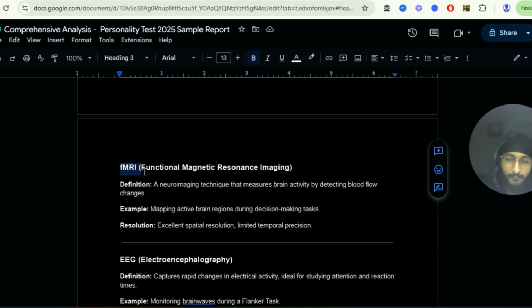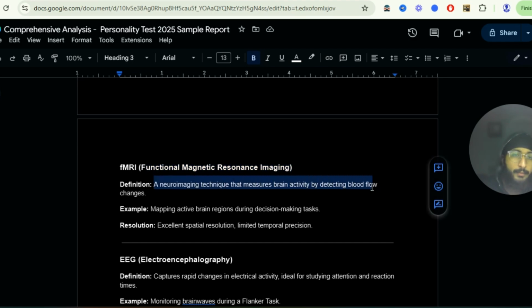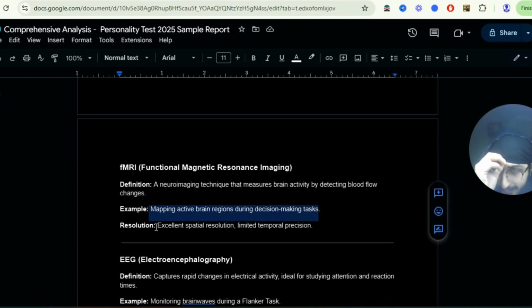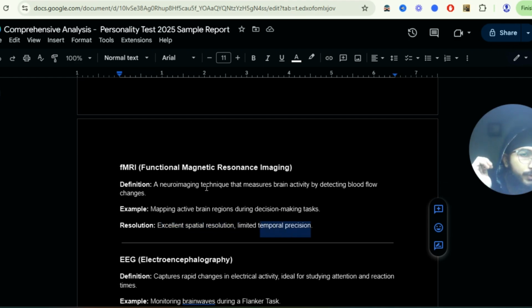Now, fMRI, functional magnetic resonance imaging. Definition: a neuroimaging technique that measures brain activity by detecting blood flow changes. Example: mapping active brain regions during decision-making tasks. Resolution: excellent spatial resolution but limited temporal precision.